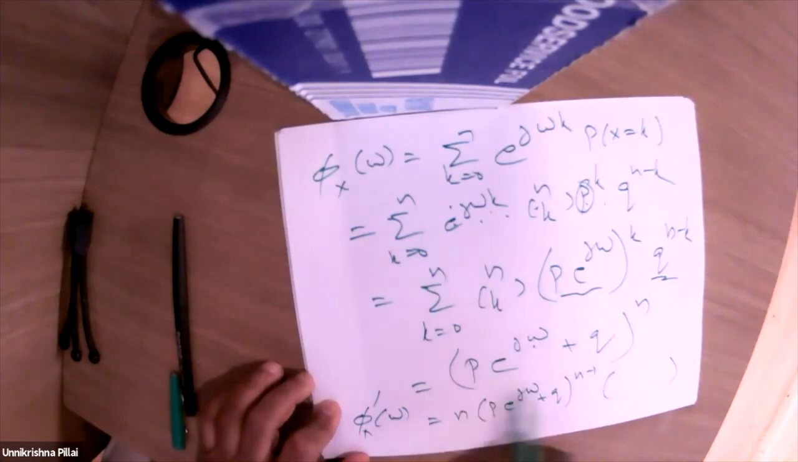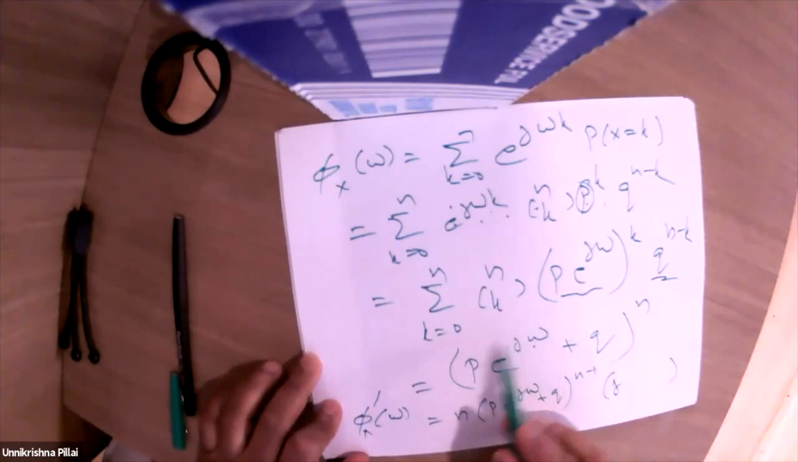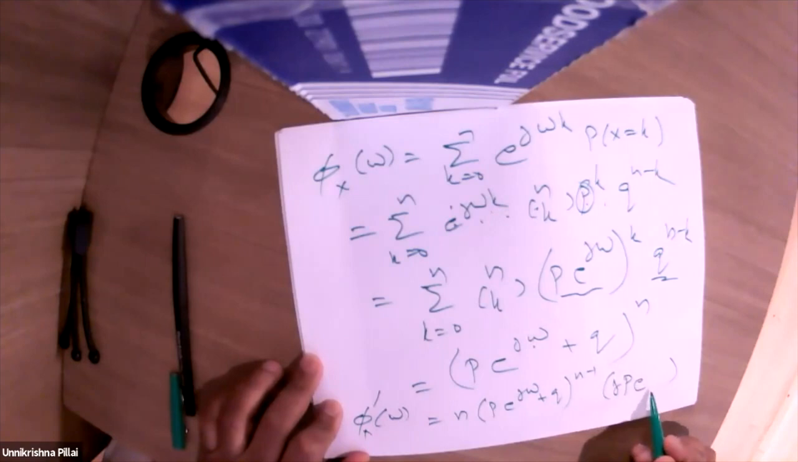Derivative of this quantity with respect to omega. What's the derivative of this quantity with respect to omega? Not j omega. P is a constant, so there will be P, times the derivative of this quantity with respect to omega. What's the derivative of e raised to j omega with respect to omega? It's j e raised to j omega.